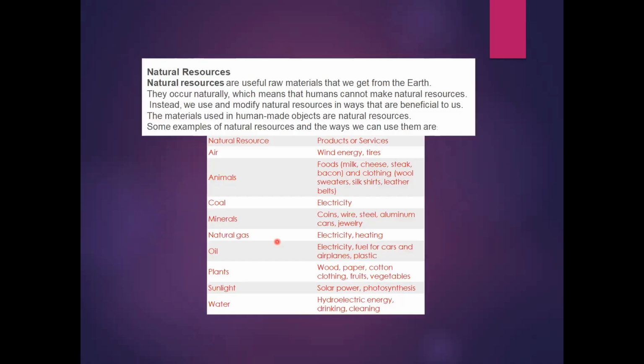We were talking about the natural resources. So here we can say there are the resources and the products or services these natural resources provide you. Like air, it provides wind and you use it in tires. Animals are also a natural resource and you use them for food and clothing, and coal for fuel and electricity. Minerals, different things are made up of minerals. Natural gas you use, oil you use, and plants, and sunlight you use for solar power, and water you use for different purposes. So every natural resource is getting used, and you are using it in huge quantity, and you don't even realize that.